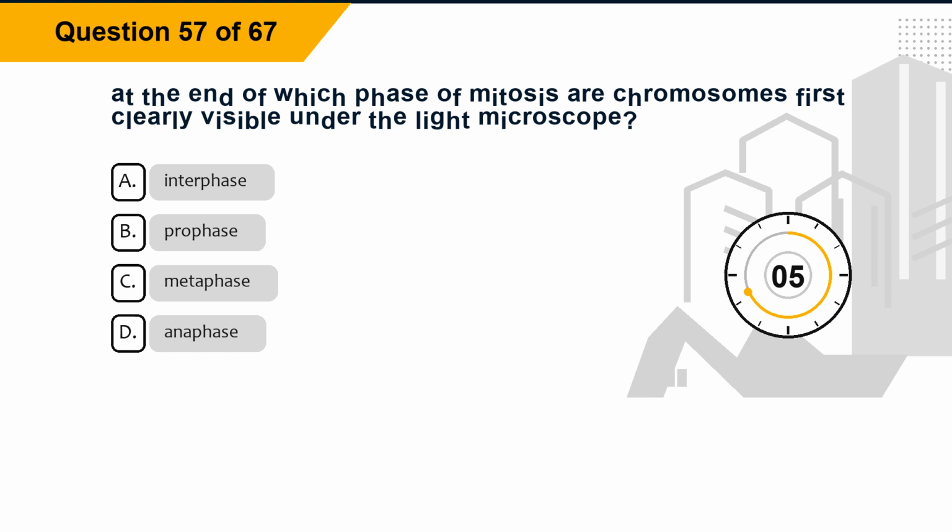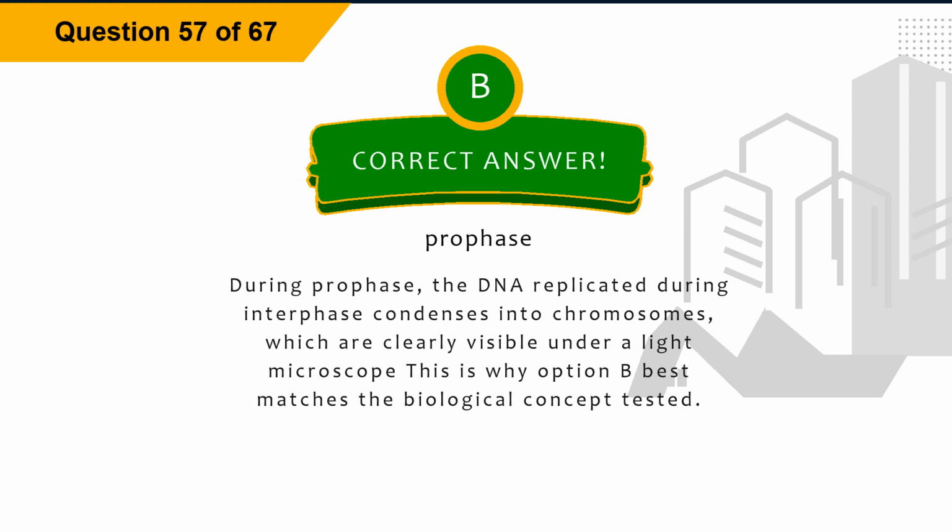Option B, prophase. Option C, metaphase. Option D, anaphase. The correct answer is option B, prophase. Explanation: during prophase, the DNA replicated during interphase condenses into chromosomes, which are clearly visible under a light microscope. This is why option B best matches the biological concept tested.